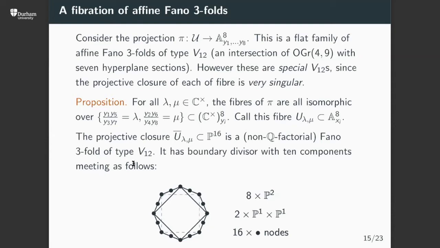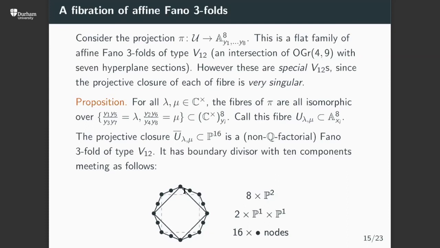So essentially there's a 2-parameter family of fibers here that are parameterized by these numbers lambda and mu, which are the ones given here. And if I take the projective closure of this, I get this Fano 3-fold, which has 16 singularities. I think this is the limit, the most number of singularities that a Fano can have of this type without having curves of singularities and things like that.